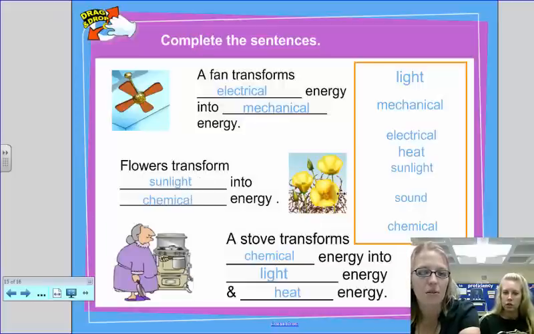The flower transforms sunlight into chemical energy, or you could have just said light into chemical energy, because the flower makes its own food. That was the hardest one of all of them. Yeah, because if you don't remember much about photosynthesis or you haven't learned about photosynthesis yet, that would have been tough. Tricky. And the stove is pretty tricky too.